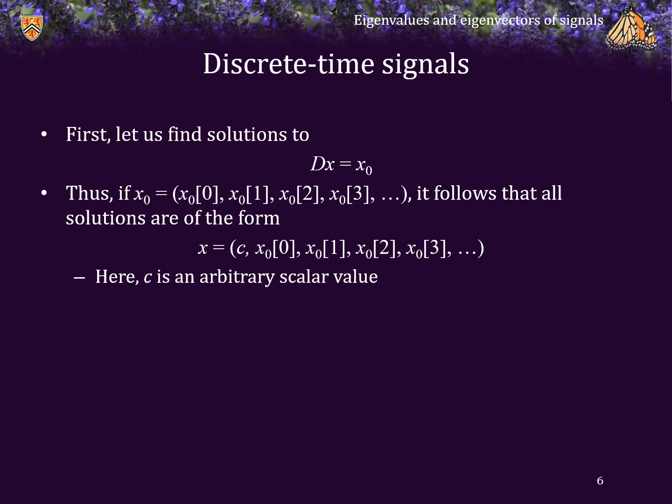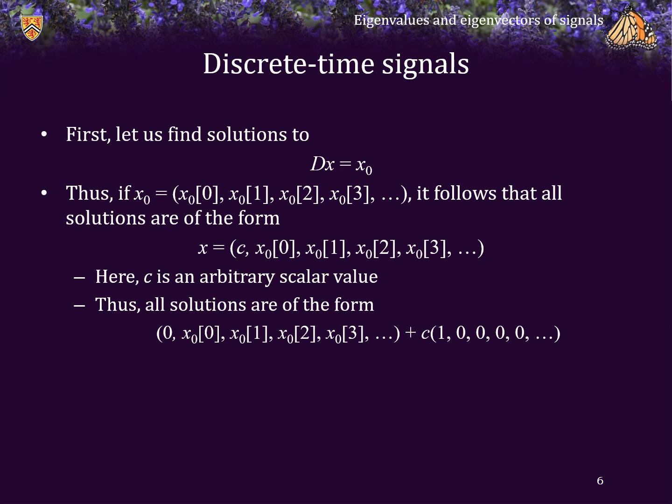It's an arbitrary constant. Thus, you'll note that all solutions are of the form the vector on the left-hand side plus all scalar multiples of the vector on the right-hand side. But the vector on the right-hand side is in the null space of the advance operator, and the advance operator is the inverse operation of the delay operator. Sounds like differentiation and integration, and it should.